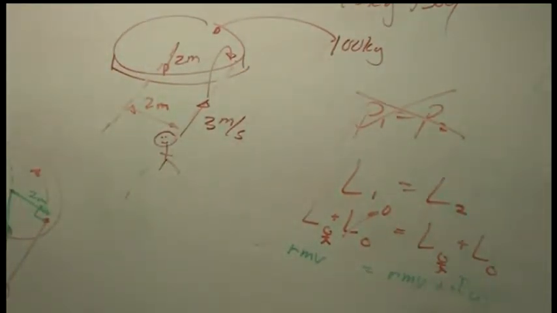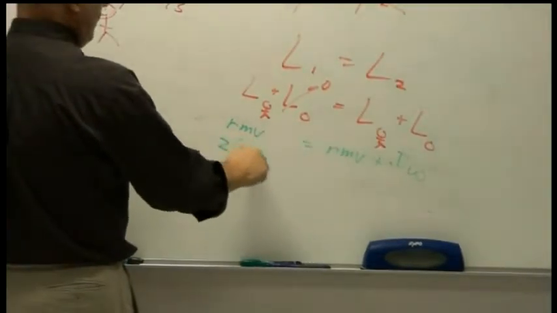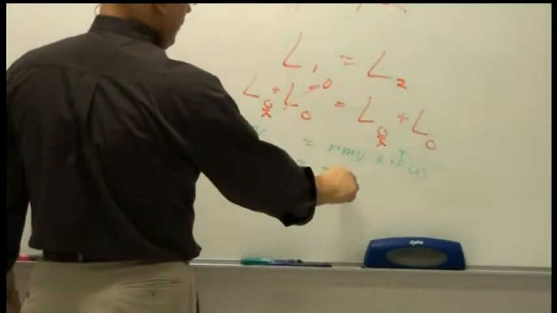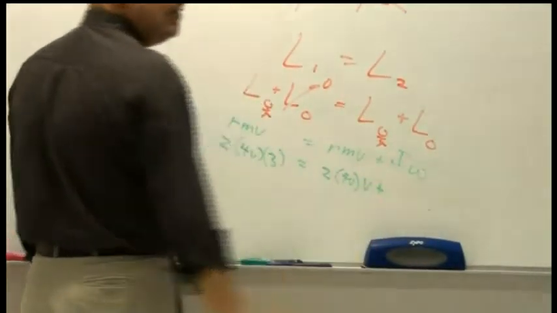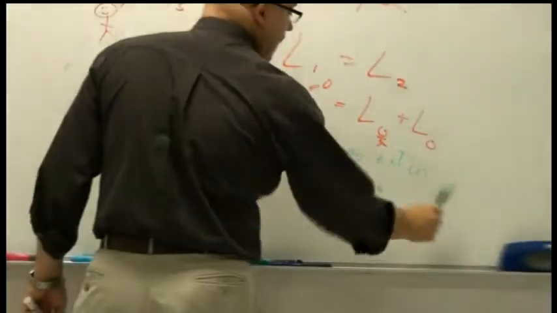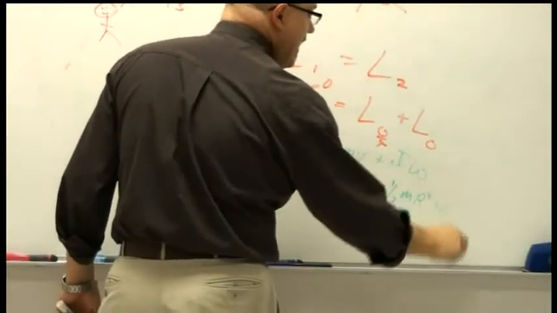So this is r m v equals r m v plus I omega. Beforehand, the radius is 2, the mass is 40, and the velocity is 3. Afterwards, the radius is still 2 and the mass is still 40. The velocity afterwards, I don't know. The moment of inertia is 1/2 m r squared omega.